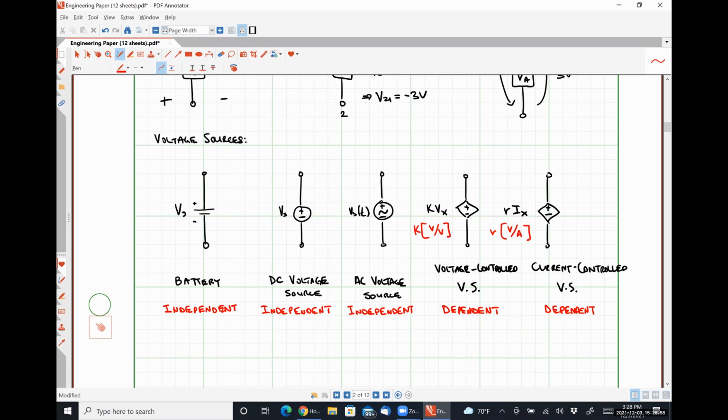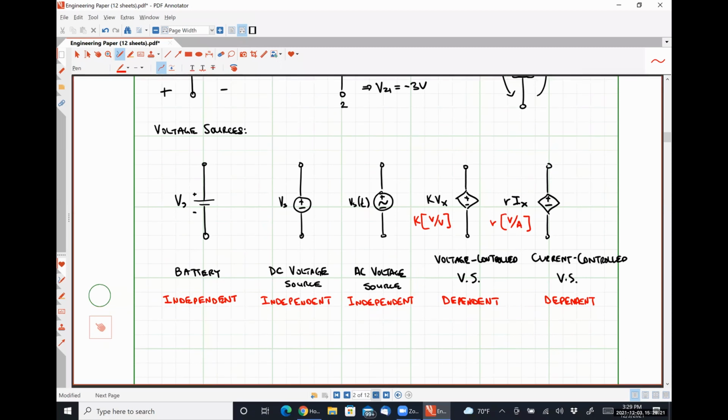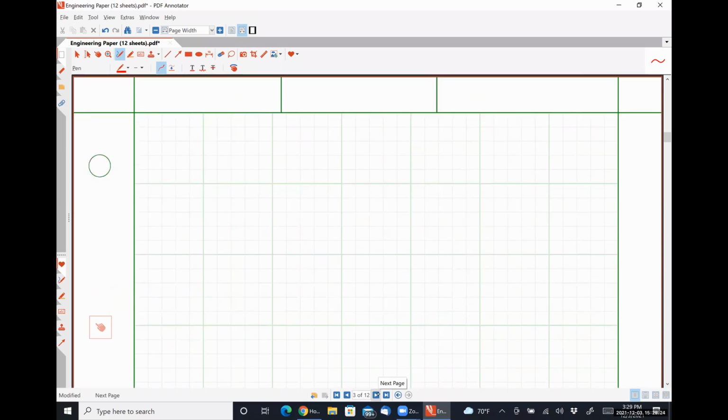All right, so that takes care of charge, current, and voltage. Anybody have any questions about those three quantities? We're in the home stretch here. I'm almost done talking. All right. So the next thing that I want to talk about is power and energy.